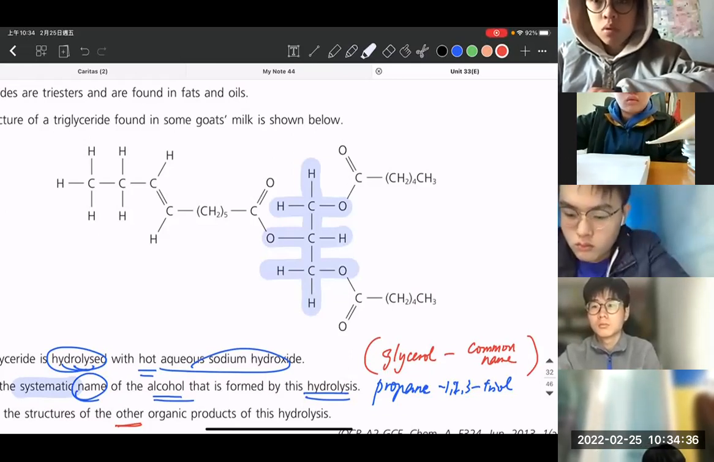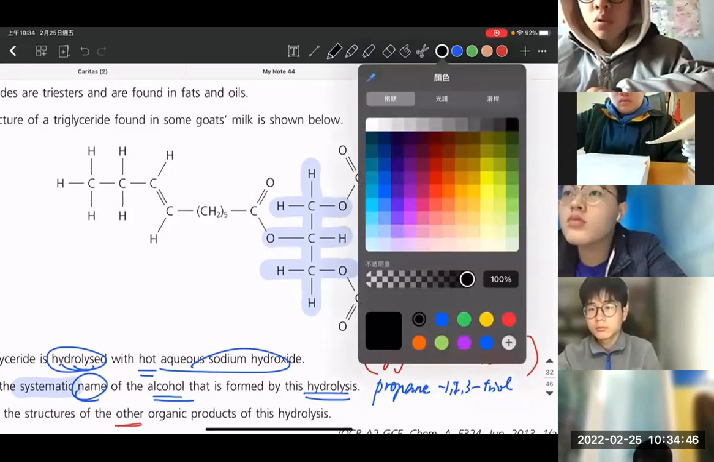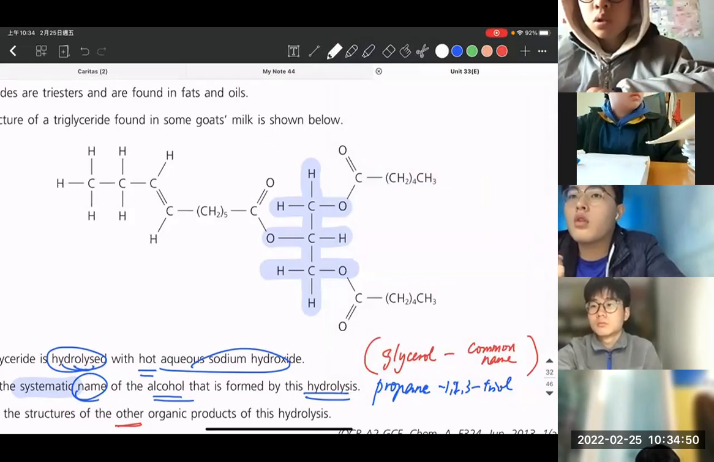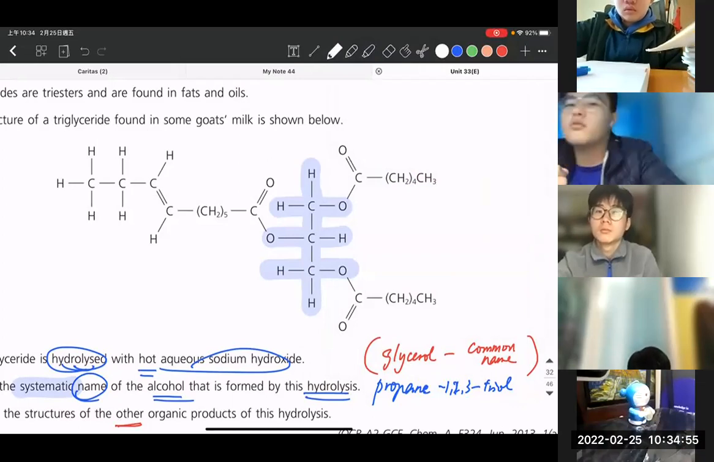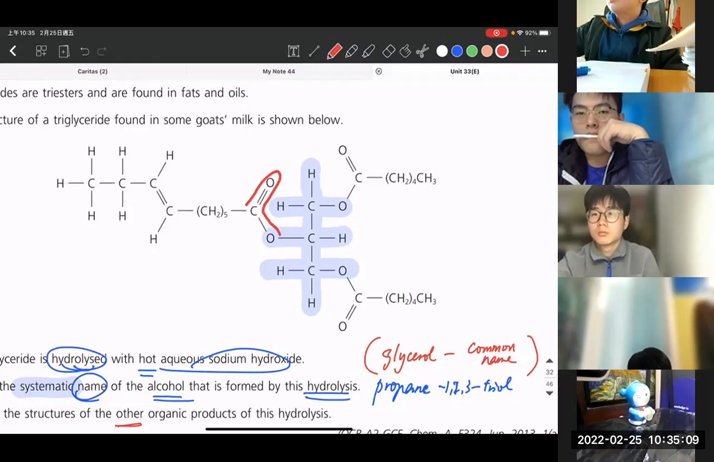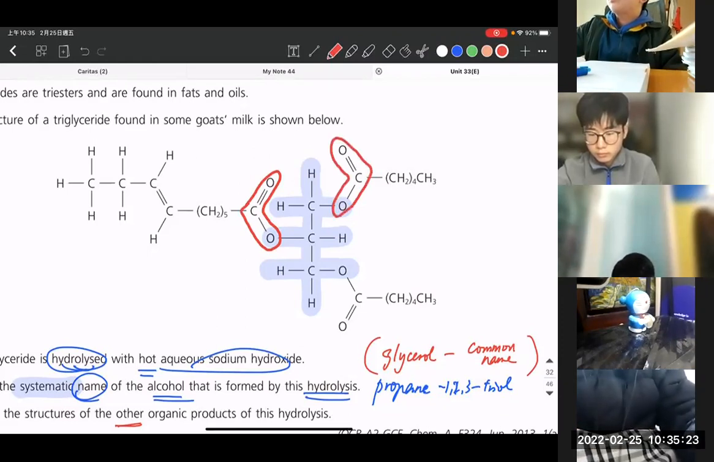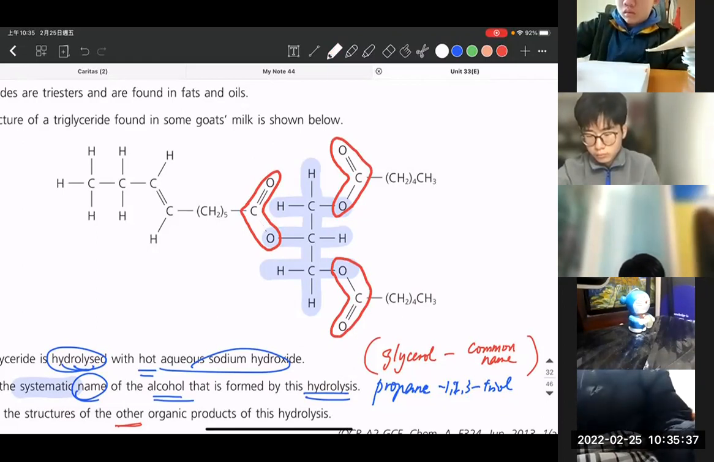Can you show me how we can know the structure of the other organic products? What should we do? Where are the esters, linked by the oxygen atom with the CO, right? COO. So you are going to check COO. First of all, you are going to cleave the ester linkage. How? Like this. You may do that trick.